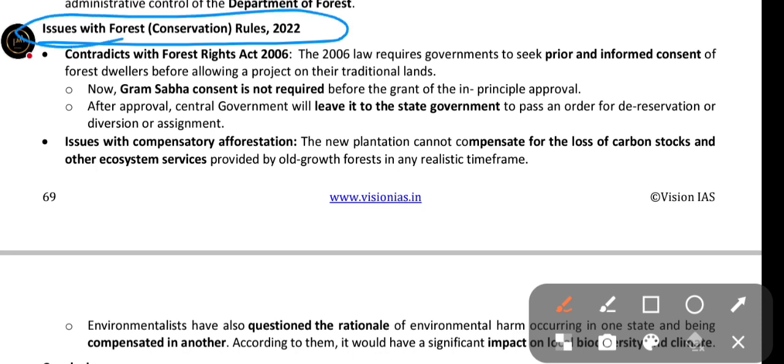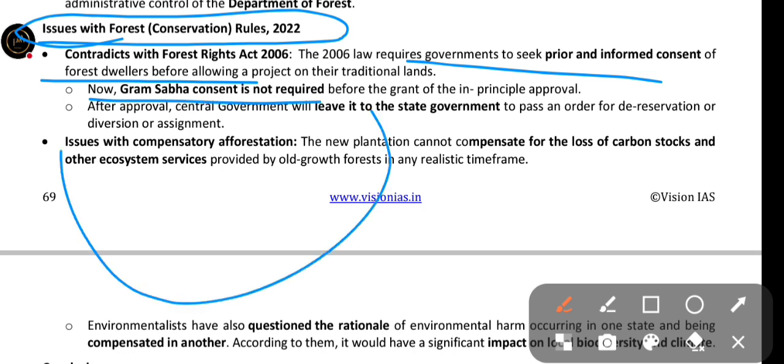Issues with Forest Conservation Rules 2022: they contradict the Forest Rights Act 2006. The 2006 law requires governments to seek prior and informed consent of forest dwellers before allowing a project on their traditional lands. Now, Gram Sabha consent is not required. Earlier, this was a very important provision, because without the Gram Sabha's permission, the state government could not remove these forest areas for any purpose.